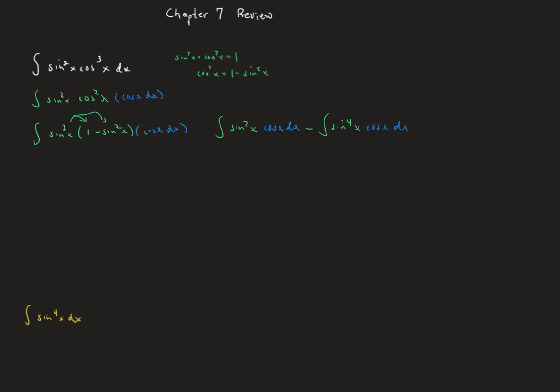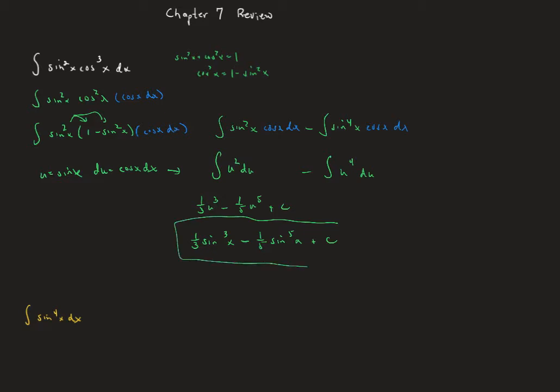For both of these, we'll make the same substitution, that u is going to be sine x, and so du will be our cosine x dx. So that's going to make this integral u squared du, and this integral u to the fourth du. So we'll get 1/3 u cubed minus 1/5 u to the fifth, and then we'll go back to our u, which was sine. So that's going to be 1/3 sine cubed x minus 1/5 sine to the fifth of x plus c. So there's our first one.